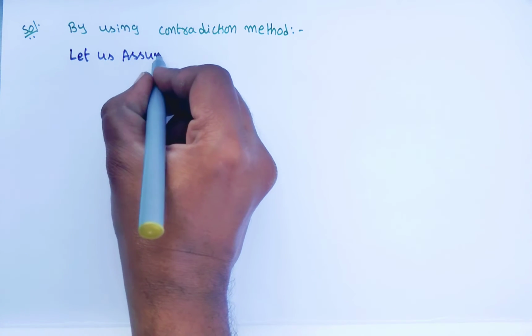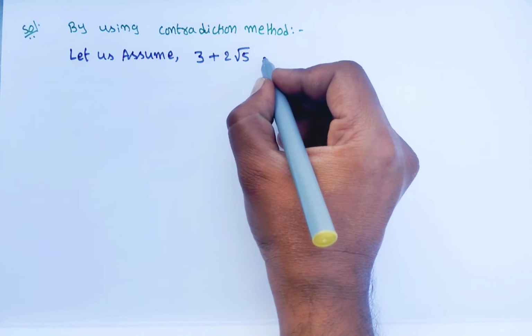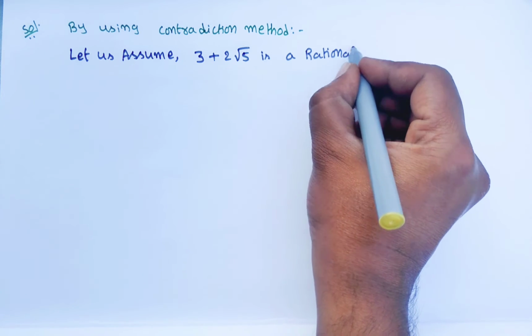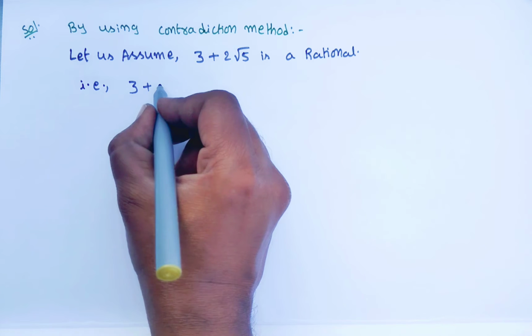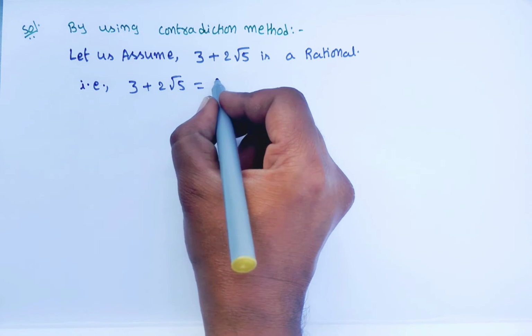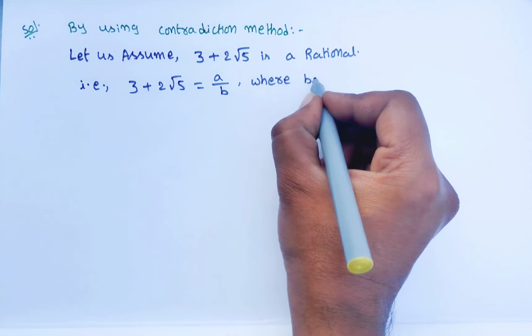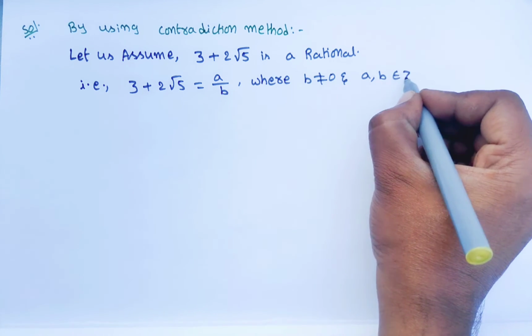Let us assume 3 plus 2 root 5 is a rational number. Here, rational number means it may be a number or a fraction. That is, 3 plus 2 root 5 equals a by b, where b is not equal to 0, and a, b belong to integers.